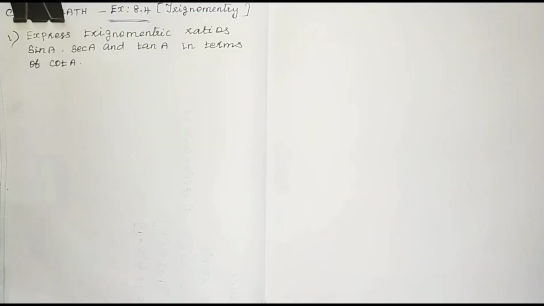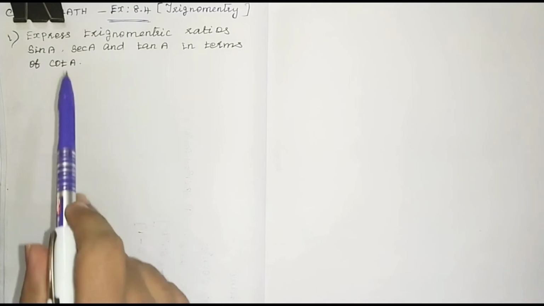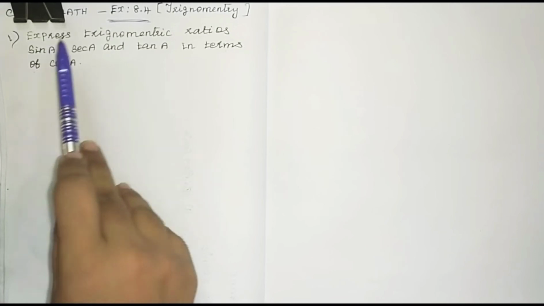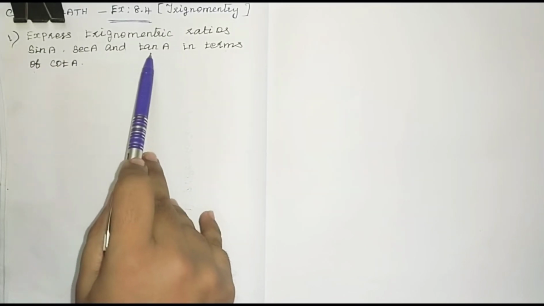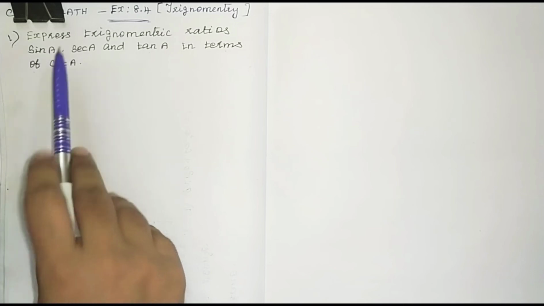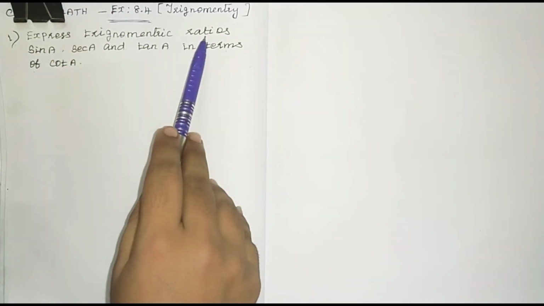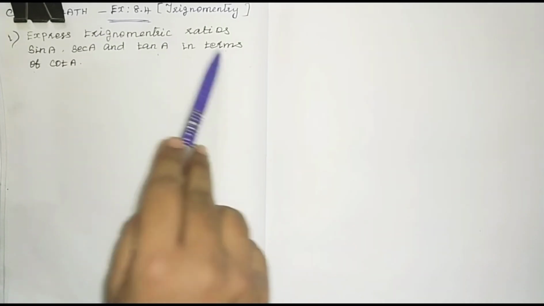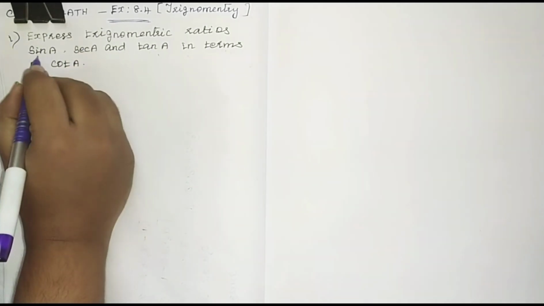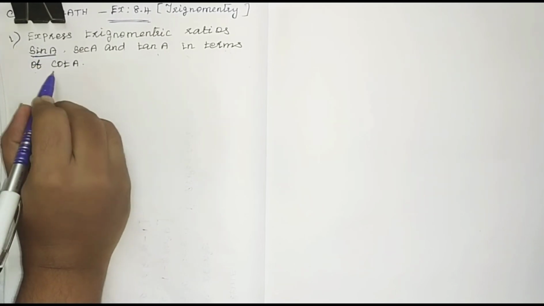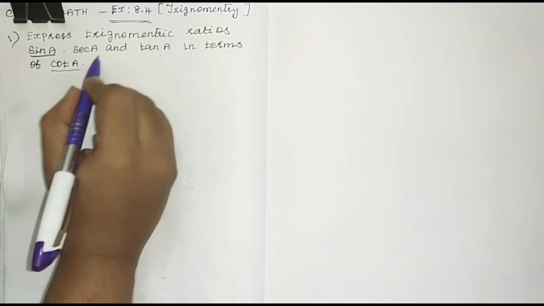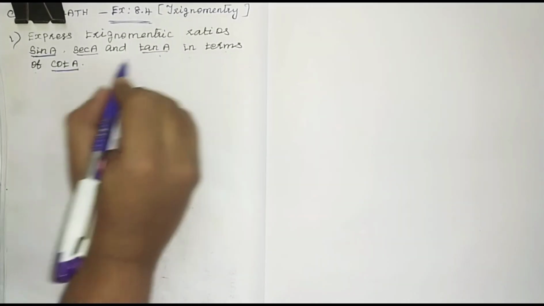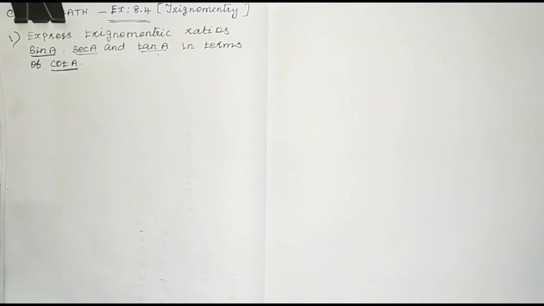Exercise 8.4. The first question. Express trigonometric ratios sin A, secant A and tan A in terms of cot A. So what is the meaning? Sin A you have to convert as cot A. Secant A you have to convert as cot A. Tan A you have to convert as cot A.